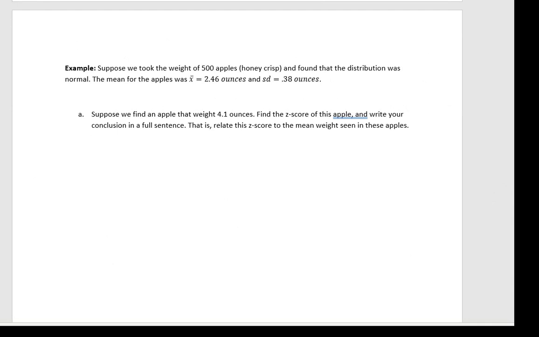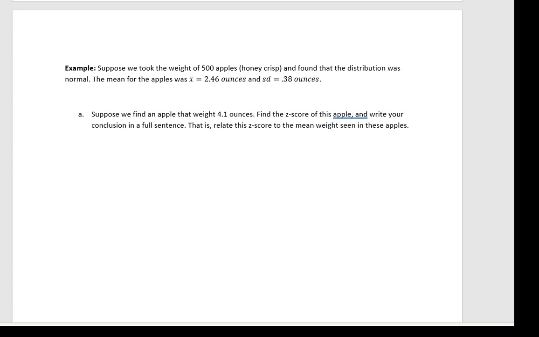Alright, let's get started on some examples. So first example is, suppose we took the weight of 500 apples and found that the distribution was normal. So since it's normal, we're going to use the mean, which was 2.46 ounces, and the standard deviation is 0.38. So we find an apple that weighs 4.1 ounces. What we want to do is find the z-score and write a conclusion in full sentences.